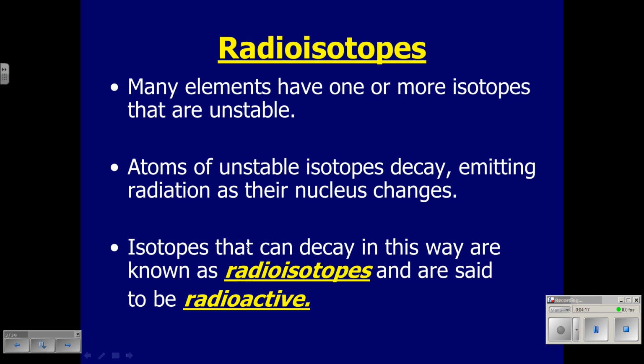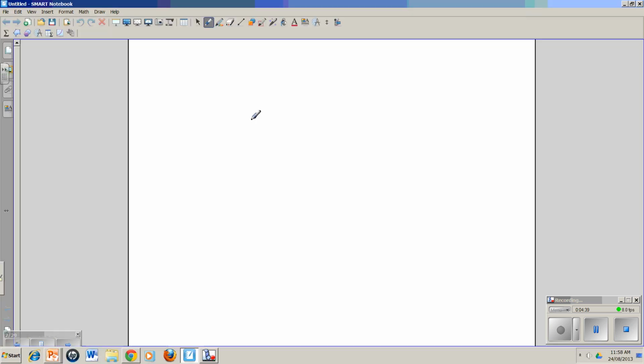So again, what is meant by unstable? That's a tricky one. We're talking about energetically unstable. That's a tough one to describe. I can describe unstable in terms of energy by giving a couple of examples.